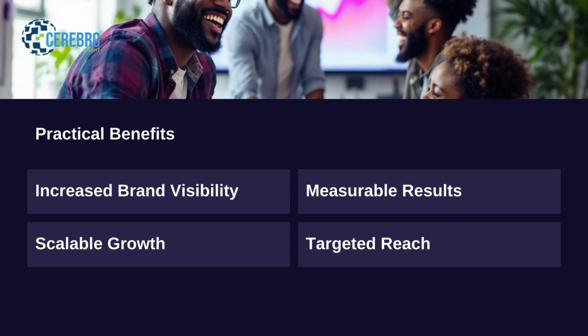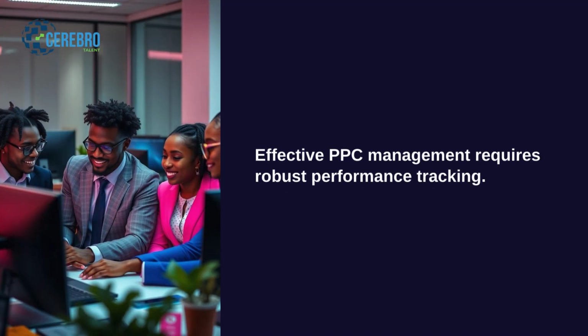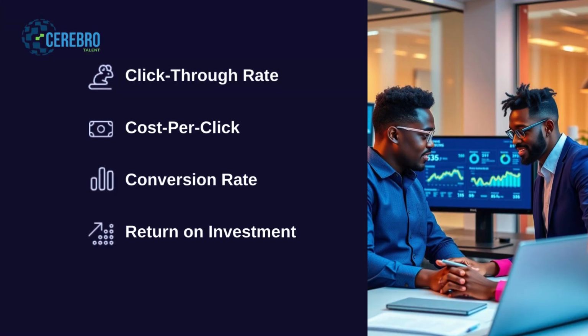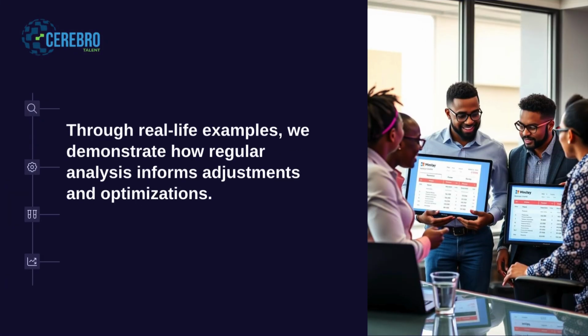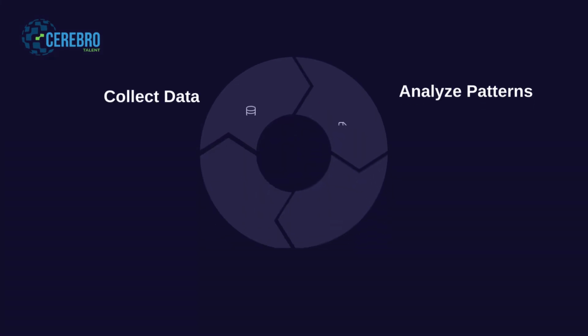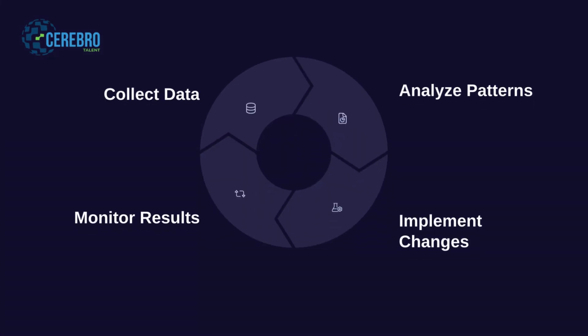Effective PPC management requires robust performance tracking. Here we explain key metrics such as click-through rate, cost per click, conversion rate, and return on investment. Diagrams and data sets help visualize how these metrics interrelate and impact overall campaign success. Through real-life examples, we demonstrate how regular analysis informs adjustments and optimizations. This scene emphasizes the importance of data-driven decision-making, ensuring that your PPC efforts are continually refined to achieve the best possible outcomes.